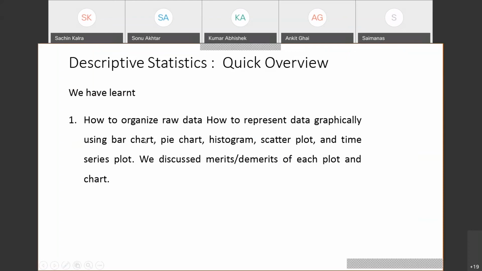For example, if you want to compare different data sets, we go with the bar chart. If you want to compare a single part of the data with the whole, you go with the pie chart. And we have the histogram and the merits it has. Histogram doesn't have any demerits so far. And the scatter plot, of course it tells you a relationship, but it doesn't tell you the cause and effect relationship completely.